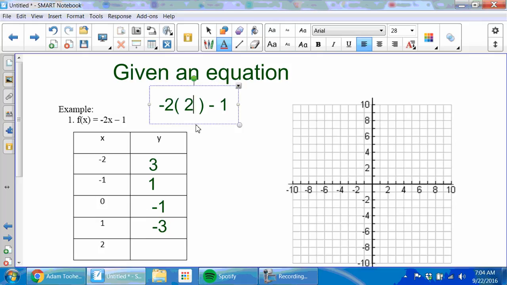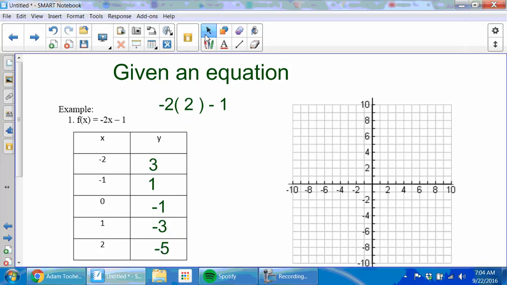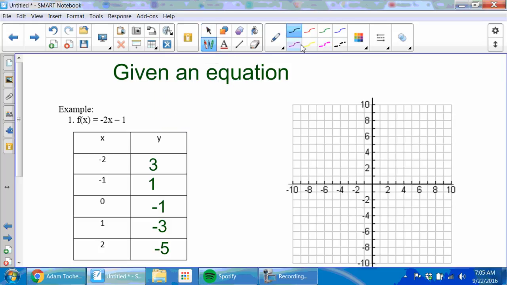And for the last one, I put positive 2. That gets you 2 times negative 2. That is negative 4 minus 1. This would be negative 5. Now that I've got that done, I've just got a graph. That's all I have to do now is graph my function.